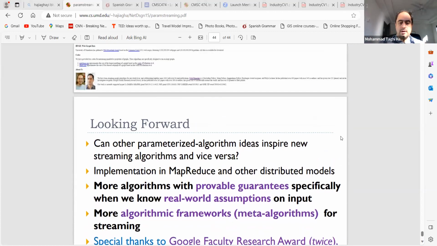Good. These are some things for looking forward. Can we implement some of these algorithms I have mentioned in the MapReduce setting as well? Some you can, some you cannot.